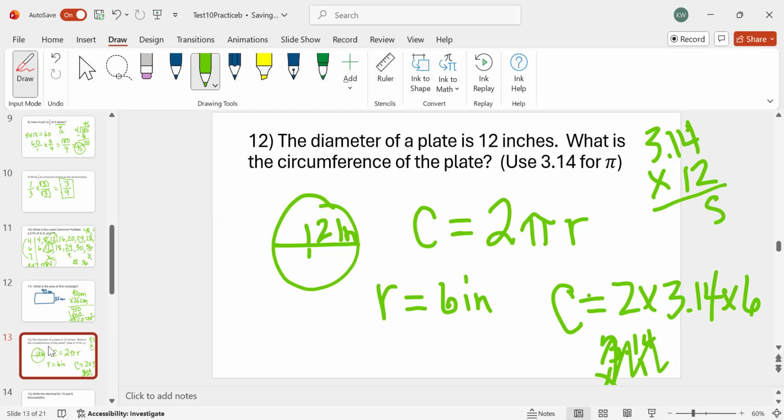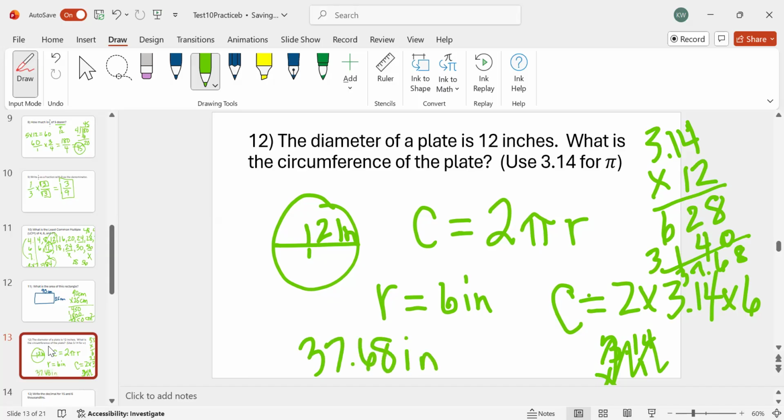So 2 times 4 is 8. 2 times 1 is 2. 2 times 3 is 6. And then put a 0 right there for a placeholder. And 1 times 4 is 4. 1, 3. Add them up. 8, 6, 7, 3. Sorry, it's so messy. And 2 decimal places. So 37.68 inches all the way around the plate.